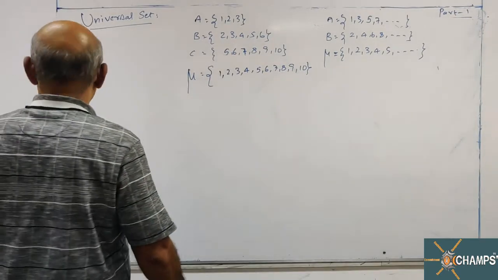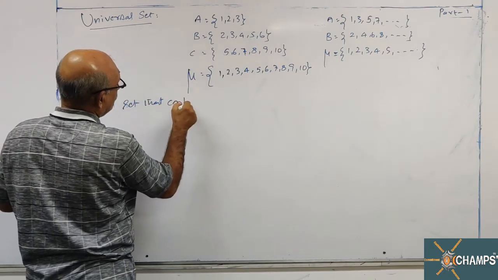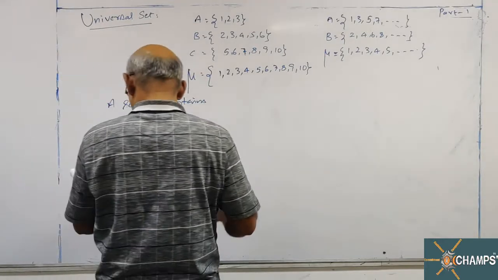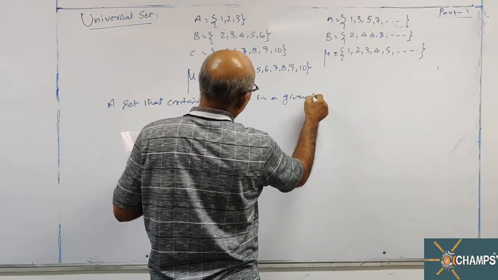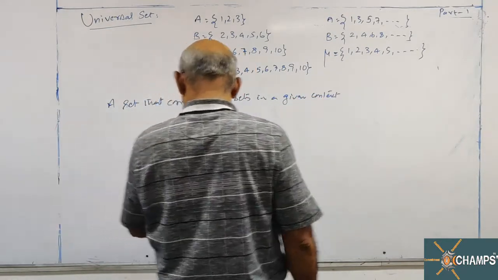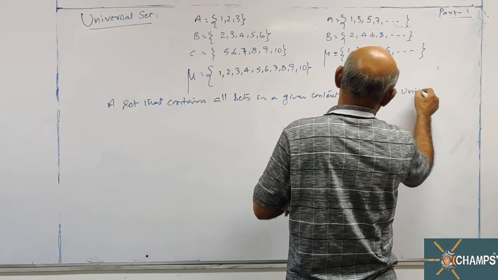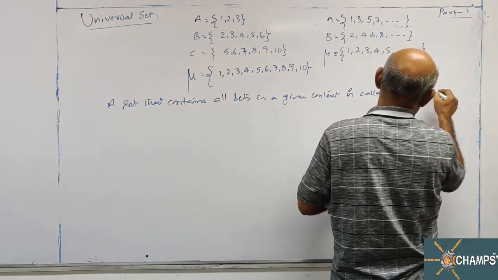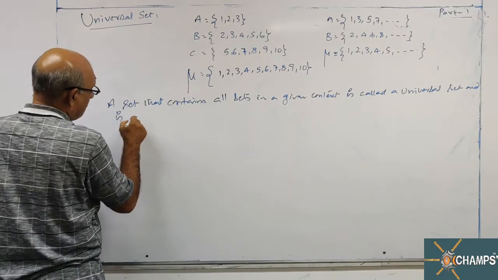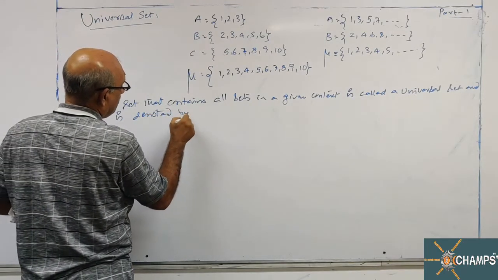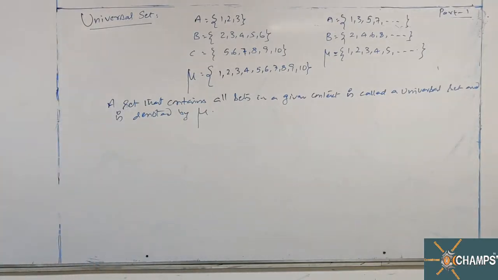Okay, let us see the definition. A set that contains all sets in a given context is called a universal set, and is denoted by mu.